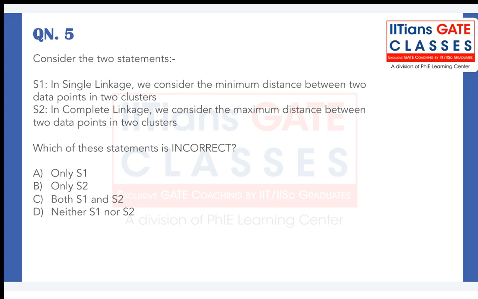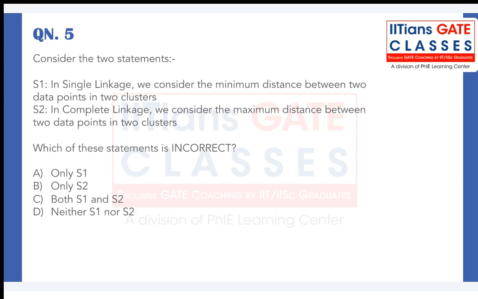Or maybe what I will do is I will also discuss one more question after this, okay? Just a bonus. So consider the two statements. In single linkage clustering, we consider the minimum distance between two data points in two clusters. In complete linkage, we consider the maximum distance between two data points in two clusters. So these I don't have to explain much, right? Because these are direct from the definition.